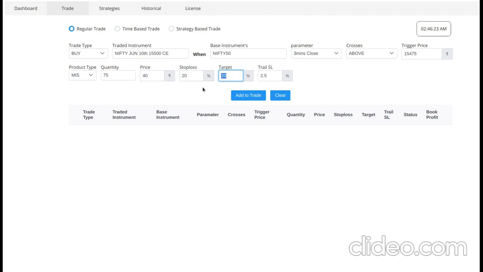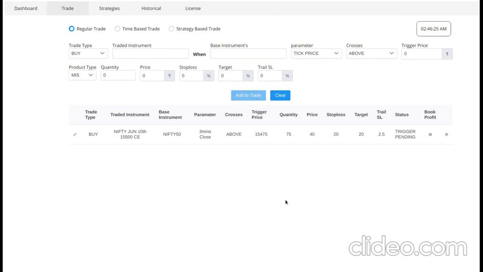In some cases, you can also book partial profit. So I added the trade here. As you can see, we are buying Nifty 15,500 when the base instrument Nifty spot 3-minute close is above 15,475, and the quantity is 75, which is one lot, and the price is 40, and the stop loss is 20% and the target is 20%, and the trailing stop loss is 2.5%. As you can see, the status is trigger pending because the system is waiting for the next 3-minute candle.